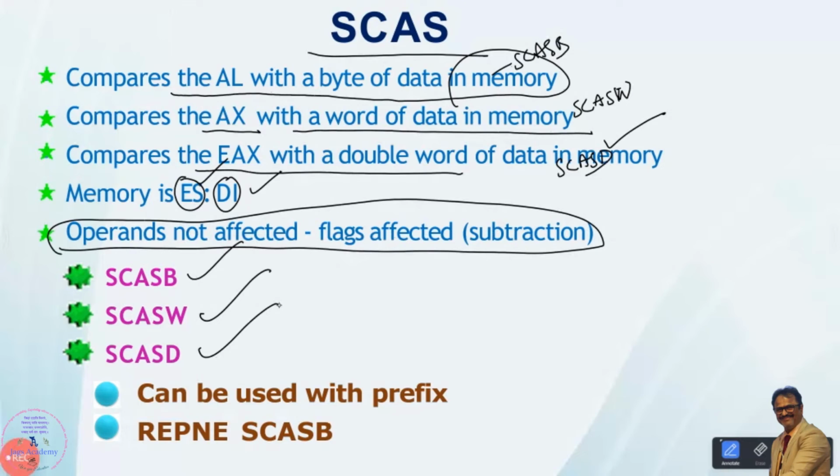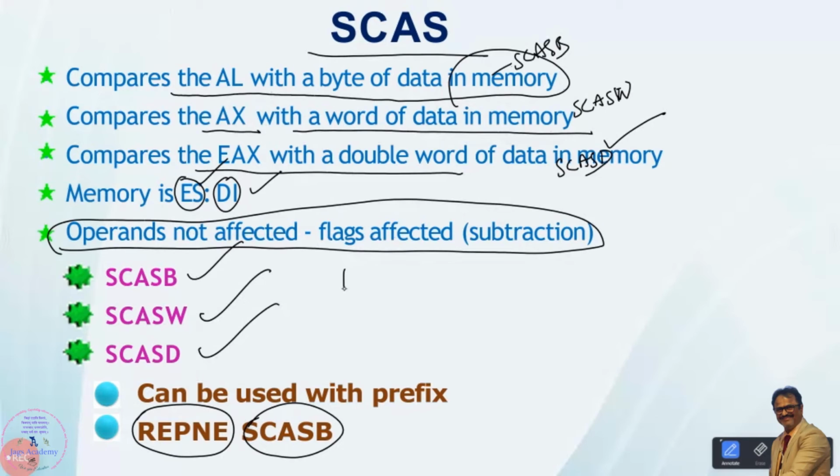You can use a prefix, repeat or not repeat. Whenever you search for a number in an array, the moment you get your number, you can come out of this and stop searching other values. That's why you can use repeat on equal or repeat on not equal. It will stop scanning the memory if the zero flag is set.